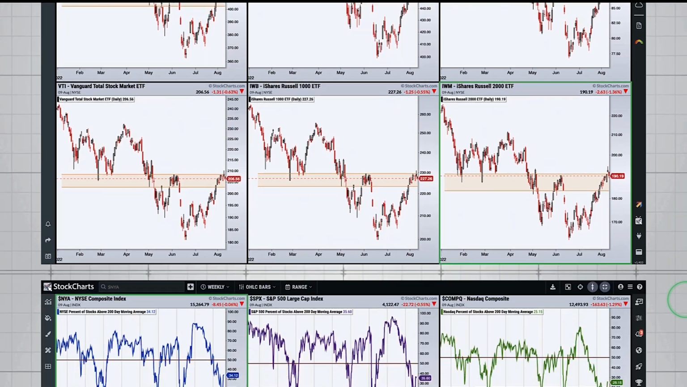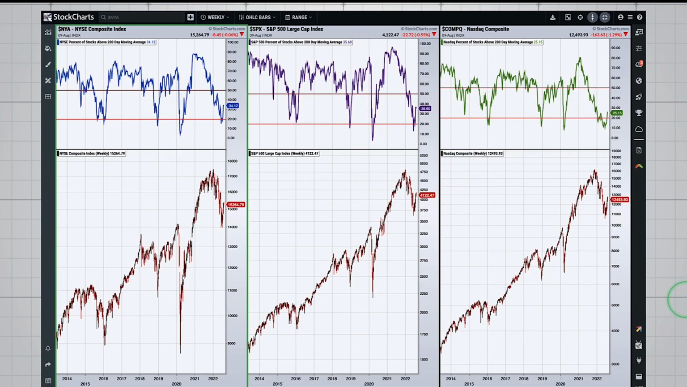Now, a couple other things that I am watching. First up is breadth. Now, this is going back a little bit further. What we're looking at across the top in all of these panels, we're looking at the percentage of stocks in the NYSE, the S&P 500, and the NASDAQ that are trading above their 200-day moving average.